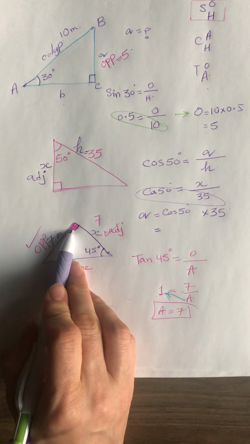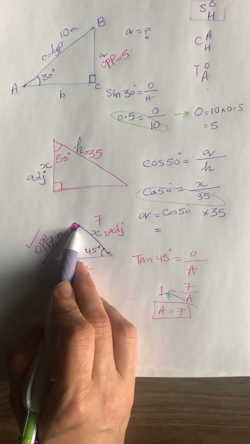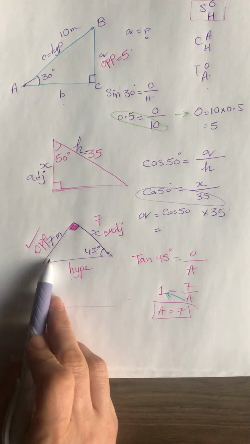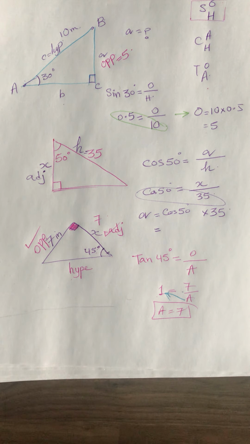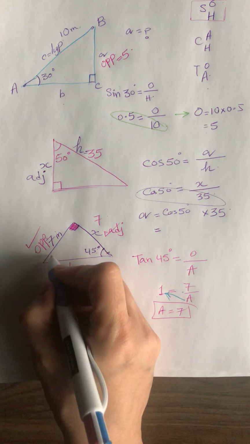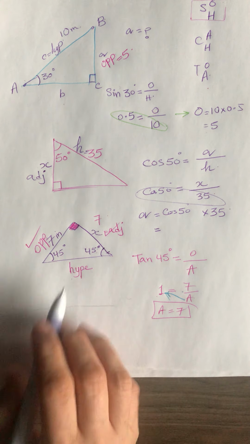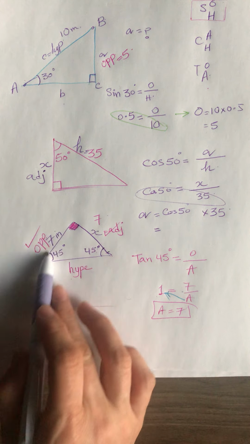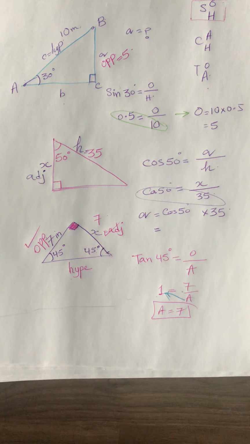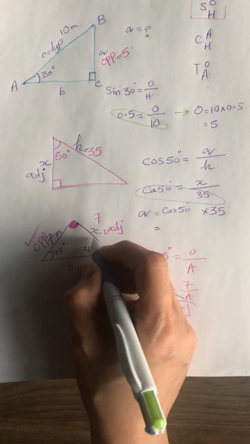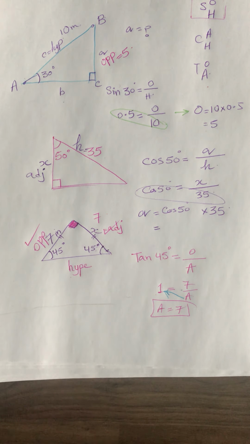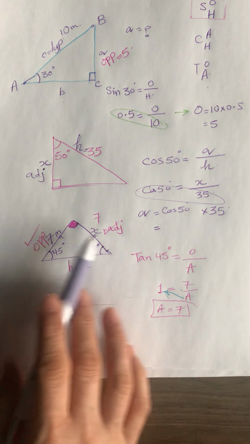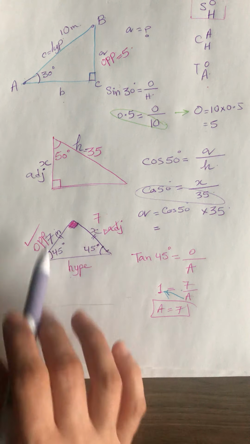If this was 90 degrees, and this is 45, how much is left for the other side? 45. 45 plus 45 is 90. 90 plus 90 is 180. What does that make this triangle? These triangles are isosceles. So this side and this side are equal. So if that is 7, that is 7 too. So that's another way of looking at it.